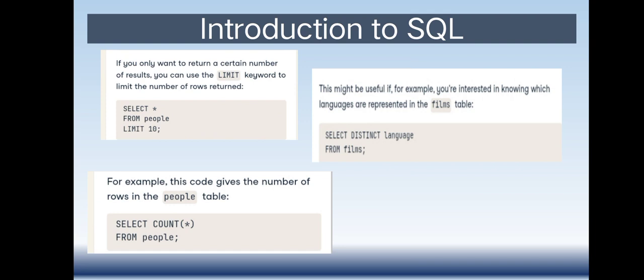In the next example, there is a distinct keyword. We can use distinct keyword to select all the unique values from a column, and this might be useful. For example, you are interested in knowing which languages are represented in the film table, we will select distinct language from the film table. And remember, we can check out the data in the tables by clicking on the table name, which is given in the SQL when we do examples.